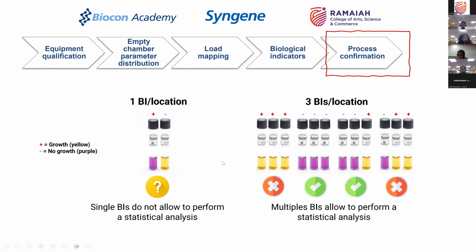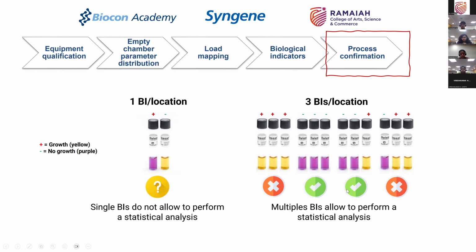So you will have multiple placements within the chamber, and within a chamber you will have at least 3 BIs per location, so that you can have an average. So, for example, three passes is a pass, two passes and one fail is also a pass, whereas three failures is a complete failure, and two failures and one pass is also a failure. So this is the result that you will look for. Ideally, this is your target, but you may end up having these kinds of situations.